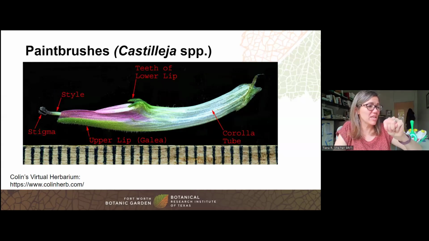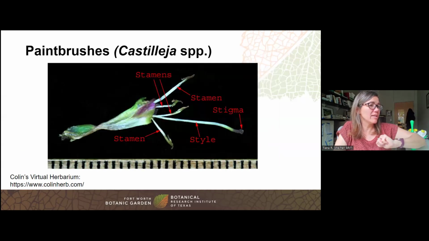You've got those three little teeth of the lower lip. Okay, here, Colin has removed the corolla. So now we can see the other parts.